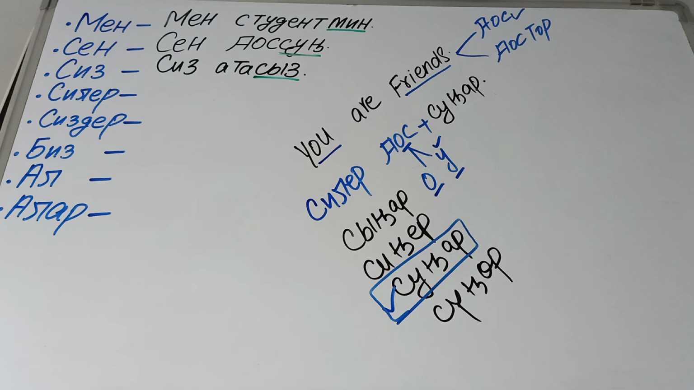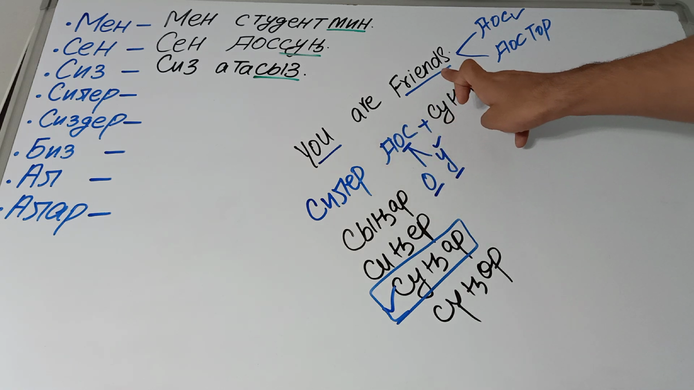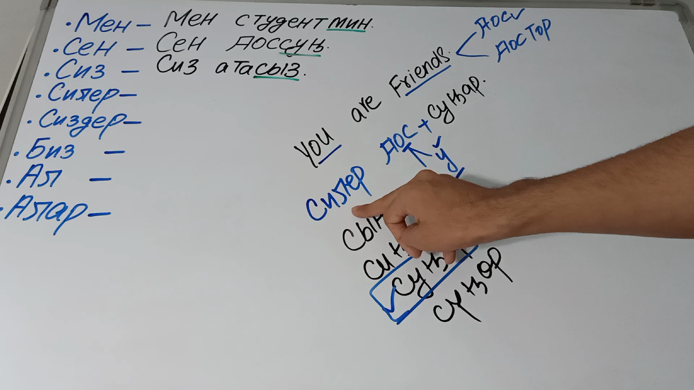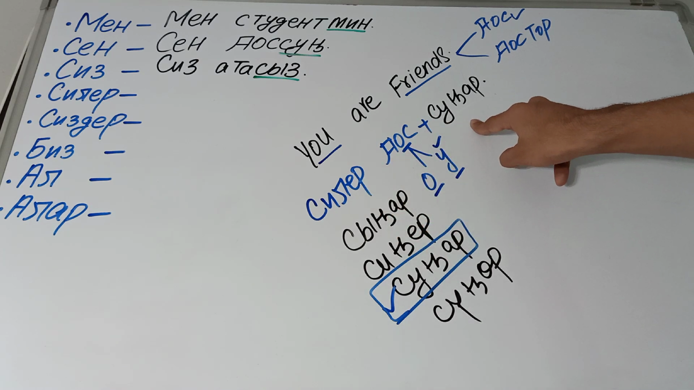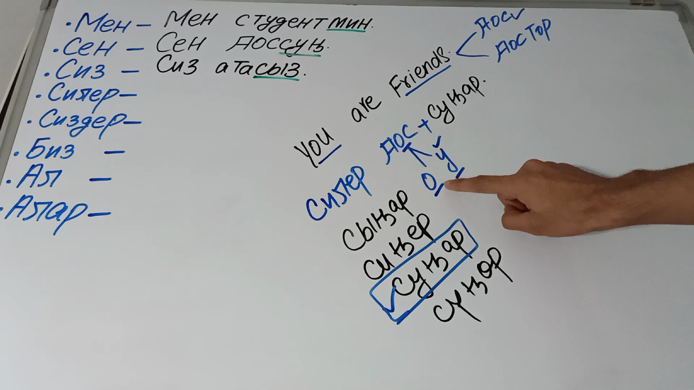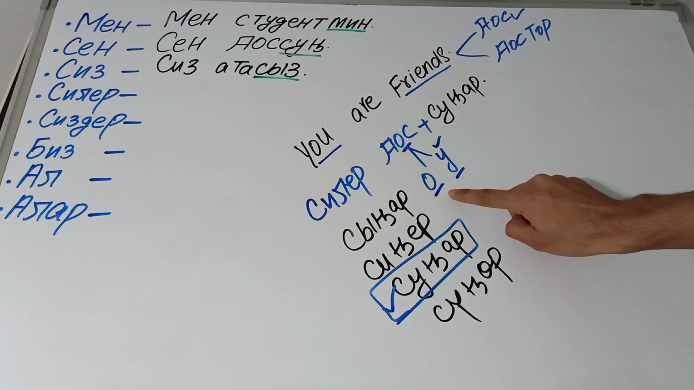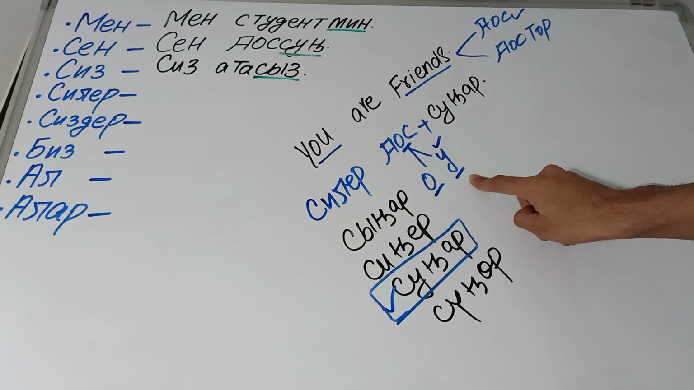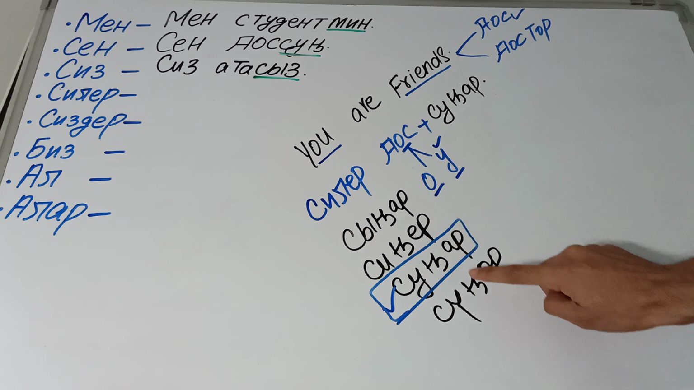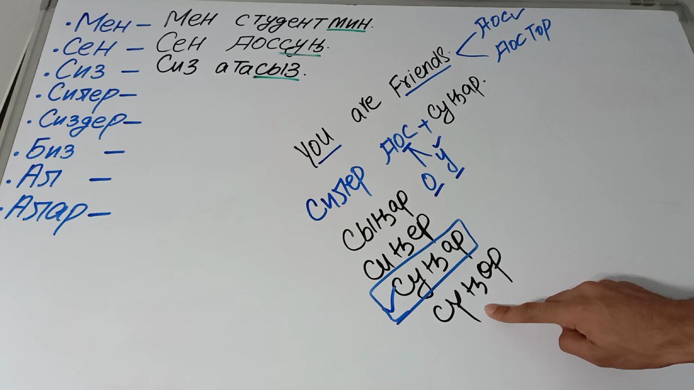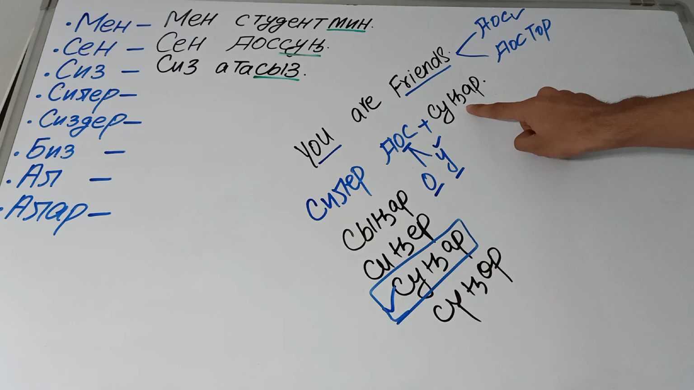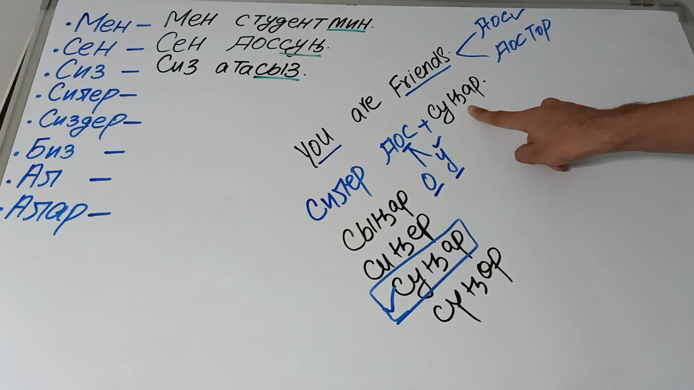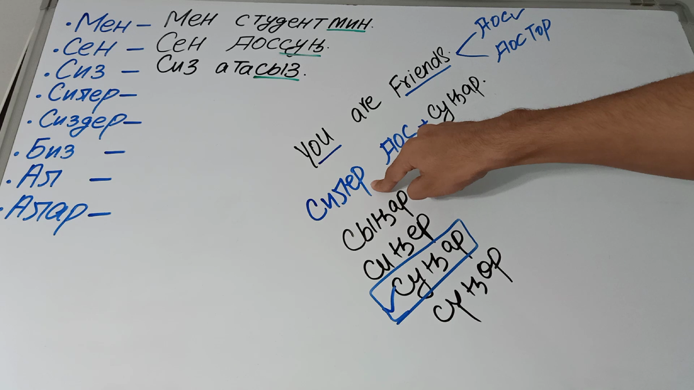Okay, let me revise again. We have the example, you are friends, and we translate it into Siler dos sungar. Why do we choose this ending? Because we make the vowel harmony of o, and the vowel harmony of o will be o and u, and we don't have o in the following personal endings, but we have u in this personal ending. So we will choose this personal ending as the personal ending of the personal pronoun Siler.